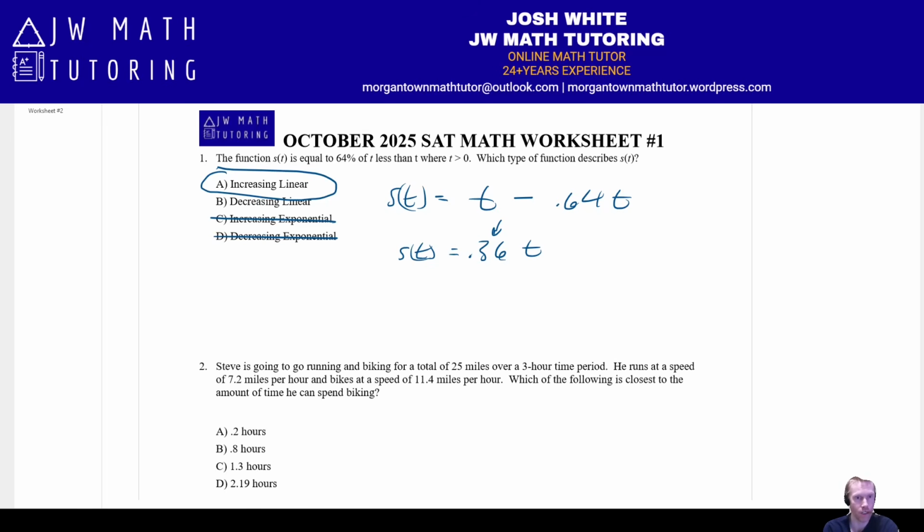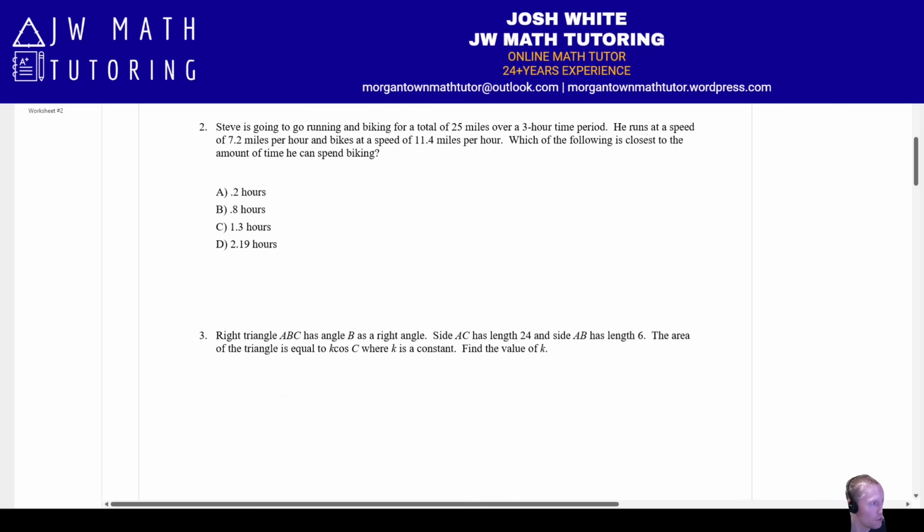So question number 1, the answer is A. It's increasing linear, and you could just go to Desmos and graph this out, and you can see it's just going to be an increasing line with a positive slope increasing from left to right. All right, next question, number 2.